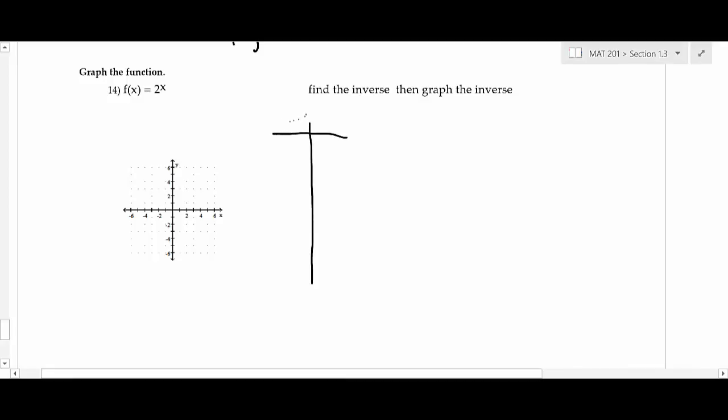So what we're going to do is graph the function. I've already talked about this a little bit. So we're going to do x and y equals 2 to the x. We did this problem a little while ago. I just already had the graph on there.